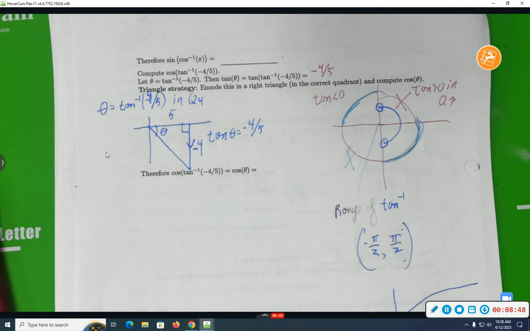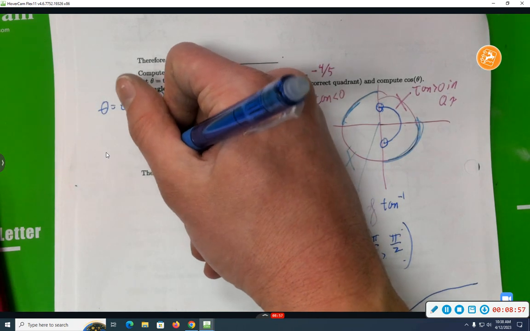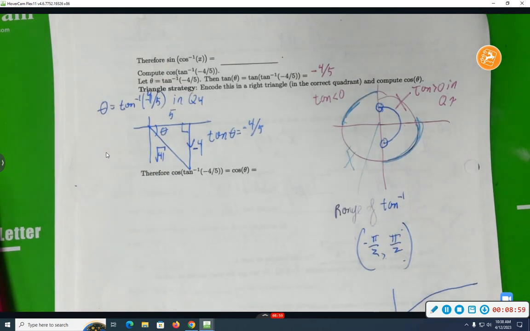So what's the hypotenuse? I hear a square root of 41. Anyone disagree? Anyone want the hypotenuse discussed? That's right, yeah. So now that you have this written down, can you compute the cosine of this angle? What's the cosine of this angle?